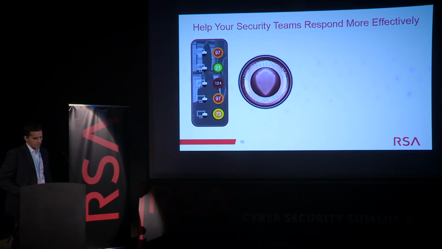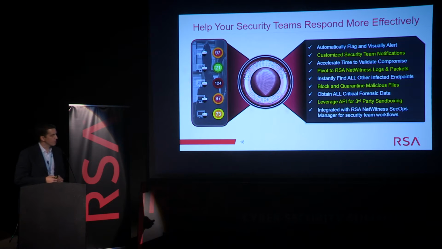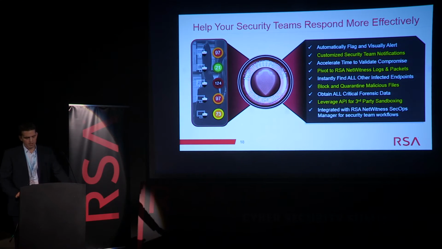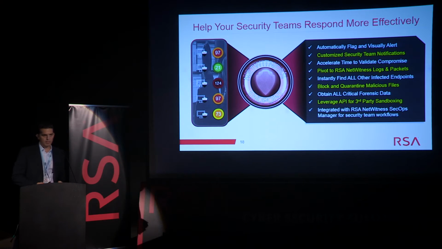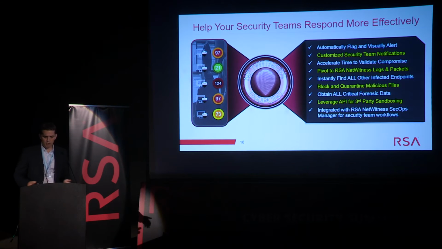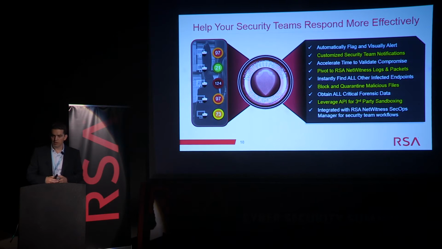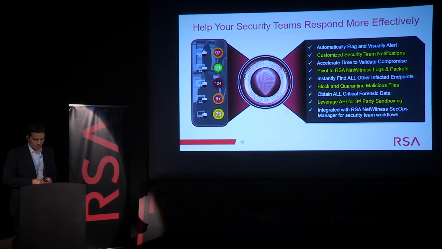Based on the score that we are getting, we can have different actions. We can automatically flag and visually alert. We can send notifications to security teams. We can accelerate time to validate compromise, which actually means we can easily drill down, do a deeper investigation and see if this is a false positive or not. We can pivot from our endpoint solution to NetWitness Logs and Packets, which is our SIEM and network forensic tool. We can find all other infected endpoints with a single click.